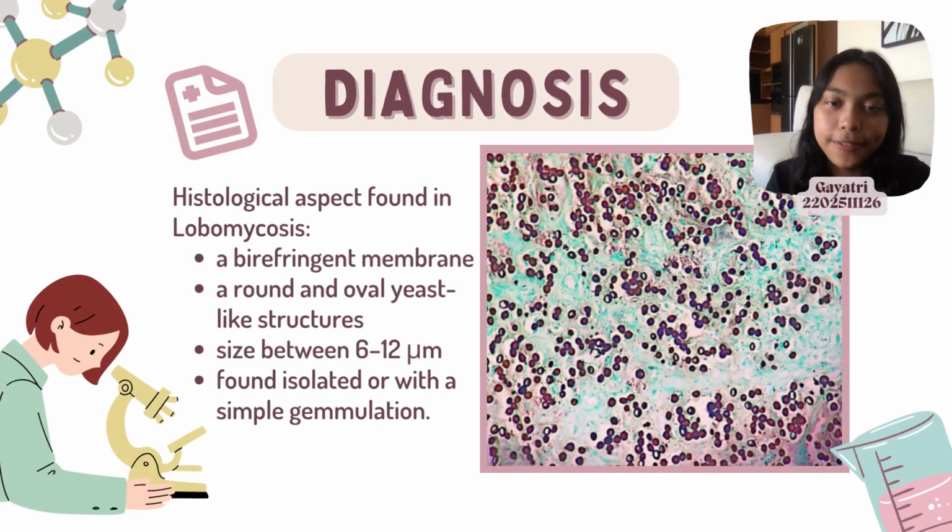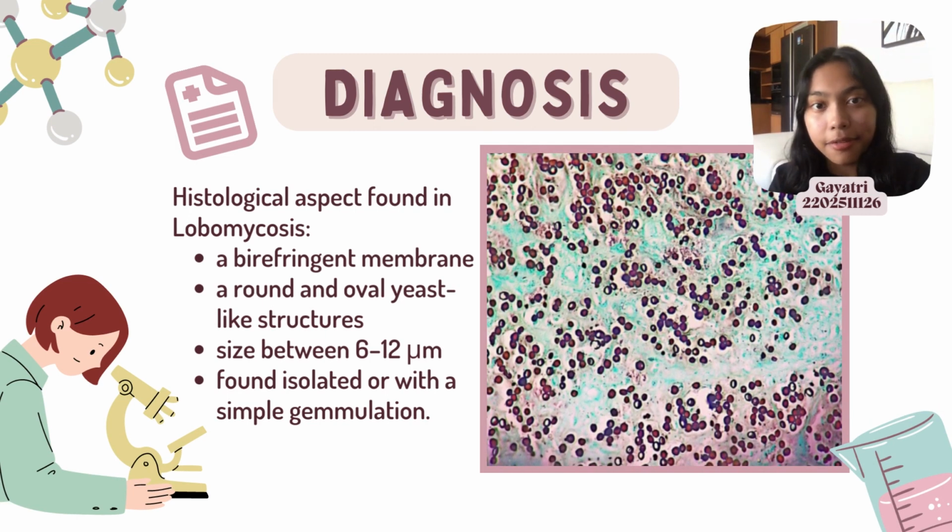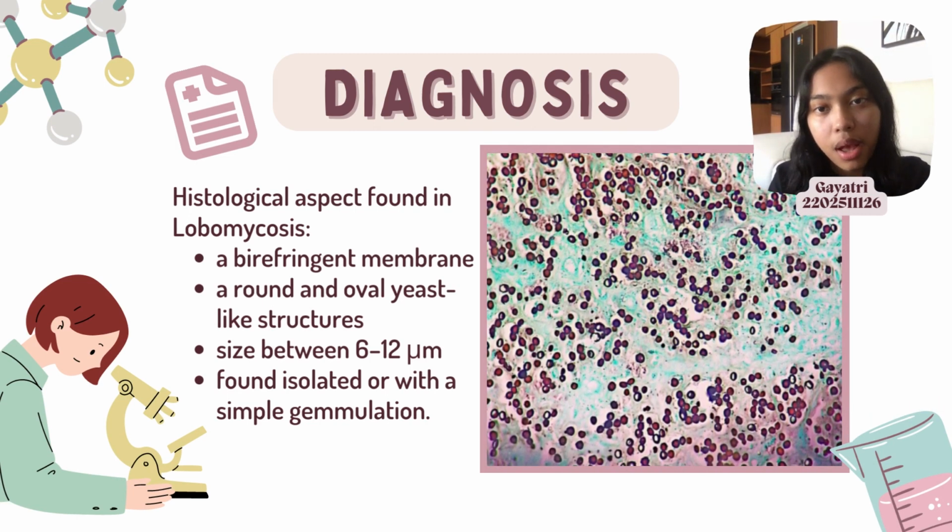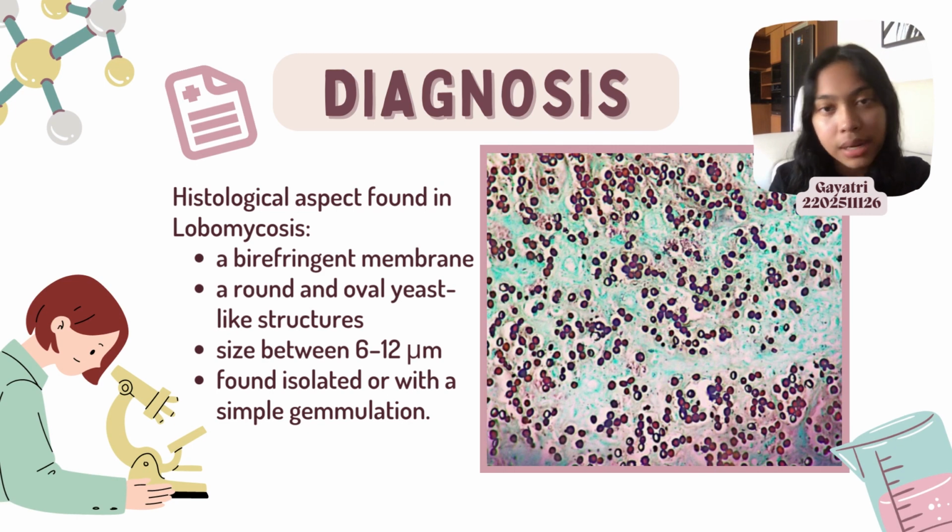The diagnosis of lobomycosis can be made by observing the clinical aspects of the lesion, where there can be found a birefringent membrane around an oval yeast-like structure with a size between 6 to 12 micrometers in the dermis. The fungal structures may be found isolated or with a simple gemmation. Visualizing the fungus can be done simply by taking a sample by scraping or using vinyl adhesive tape or exfoliative cytology. There is also an increase in the number of macrophages or histiocytes in the dermis, and sometimes the lesion may be found ulcerated.